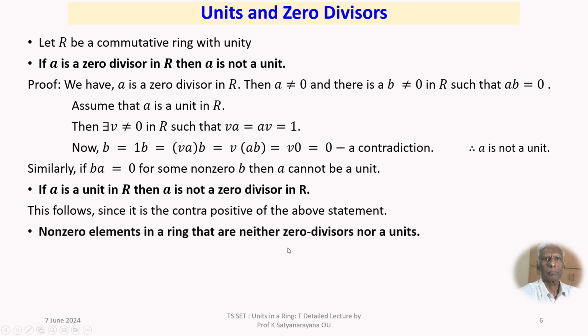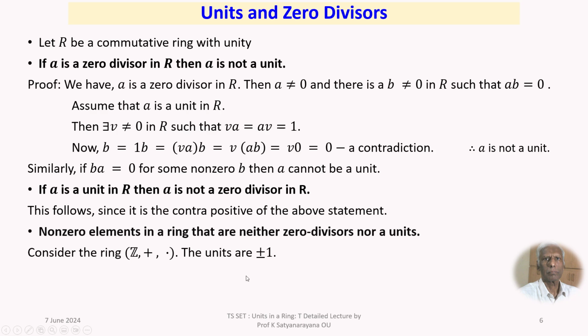Right. You take any non-zero element, let us say 2. Is 2 a unit? No. The units are plus or minus 1. And is 2 a zero divisor? No. 2 multiplied by what element will give you 0? No element. So 2 is not a unit. 2 is not a zero divisor. Thus, we have elements in a ring that are neither zero divisors nor units. Right. Consider this a counterexample.